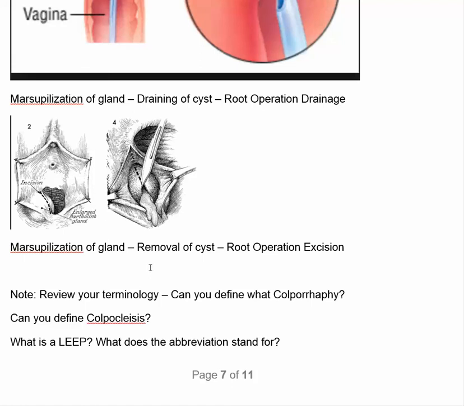Marsupialization of a gland can be coded to the root operation of drainage if they incise the gland and then just drain out the contents, which is what is pictured here. If they then go in and take out the sac of the cyst, that would be root operation of excision. It is possible to code both drainage and excision if both are done.